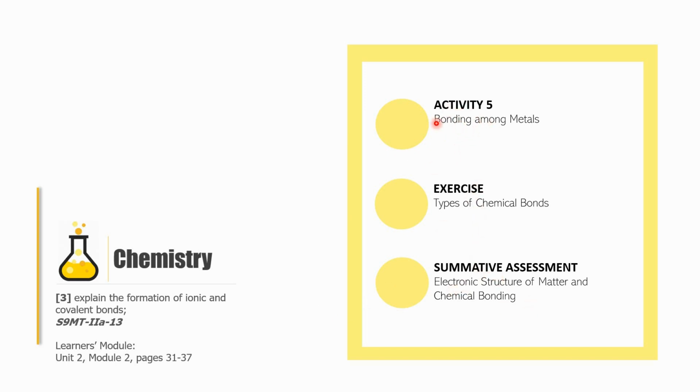So we have activity number 5, which is bonding among metals. We're going to talk about metallic bonding, then an exercise on types of chemical bonds, and then we will be concluding with a summative assessment on chemical bonding. So these three are perhaps the last 3 activities that will direct us towards mastering the learning competency featured here: explain the formation of ionic and covalent bonds.